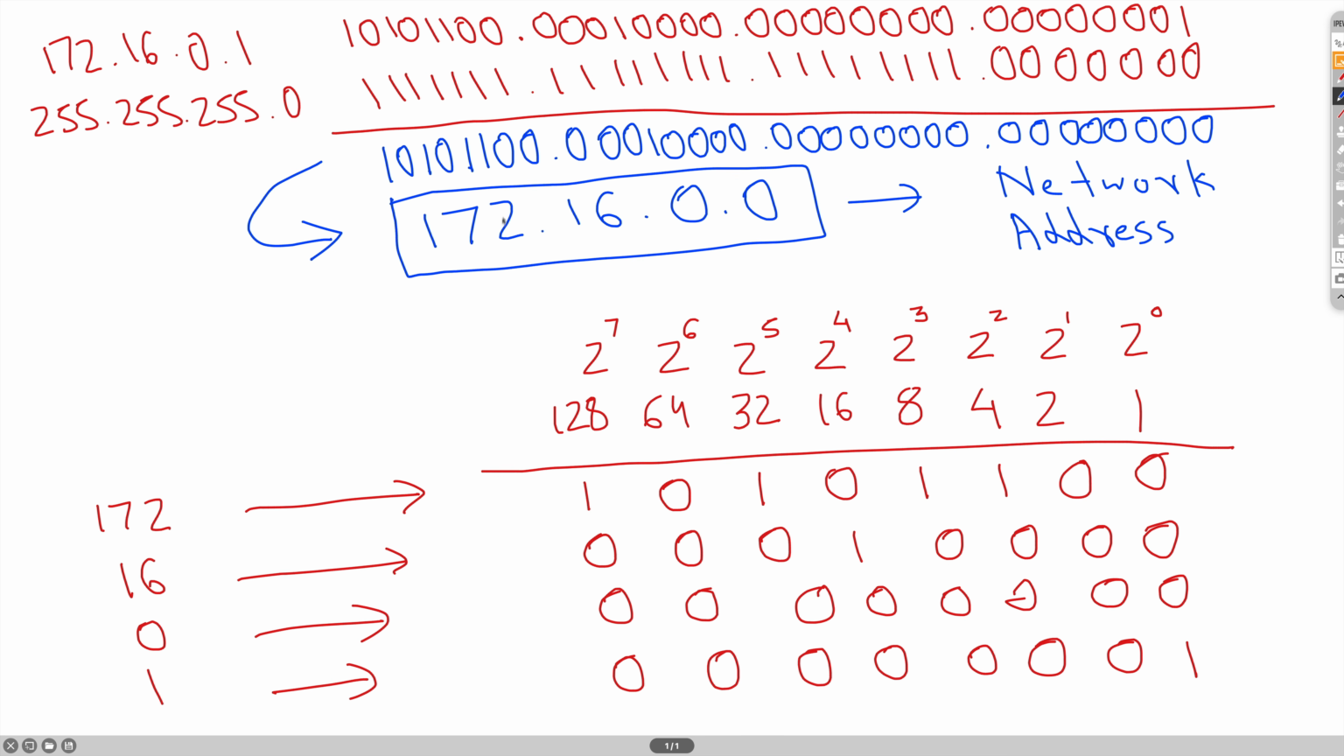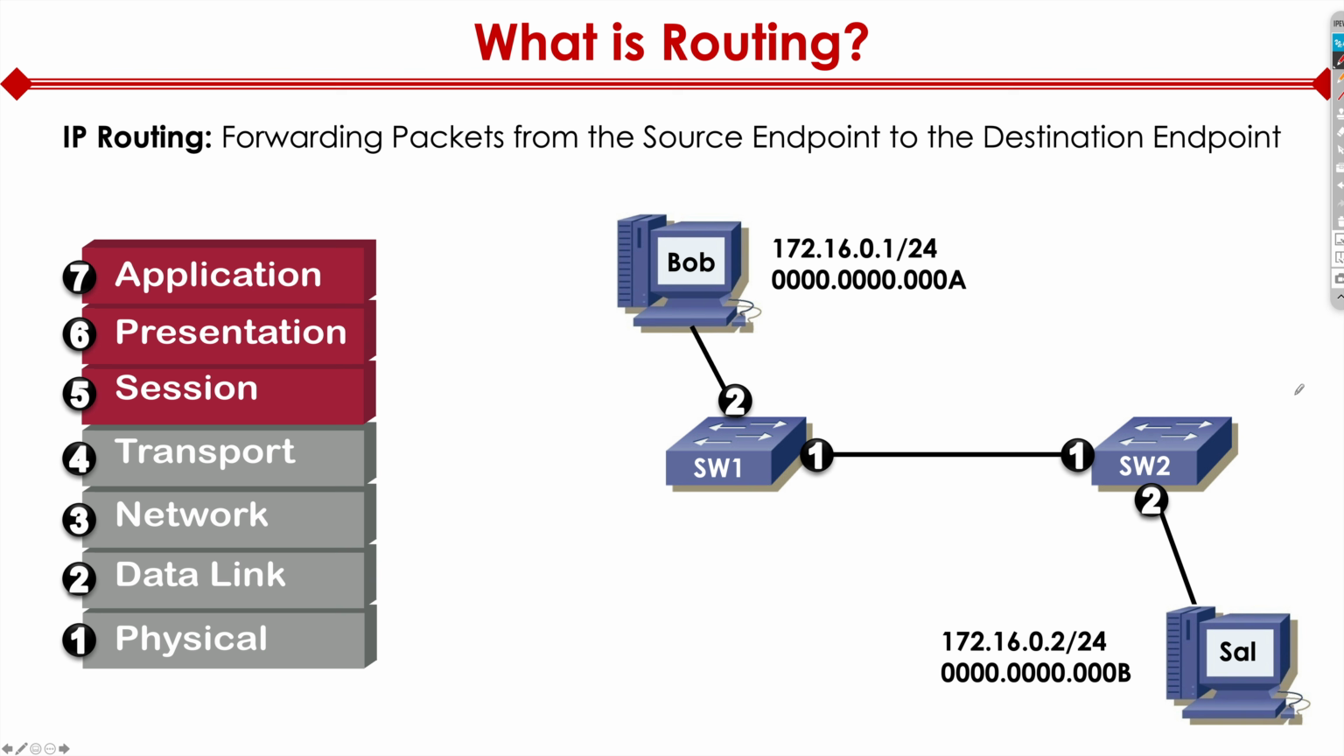So it knows that its network address is 172.16.0.0. So now let me go back to the slide we were looking at. So it knows that the network address is 172.16.0.0. So that's the first step, right? Bob's first step is to determine its own network address. Second step is to take the destination IP and run it against its own subnet mask. So that's step number 2.